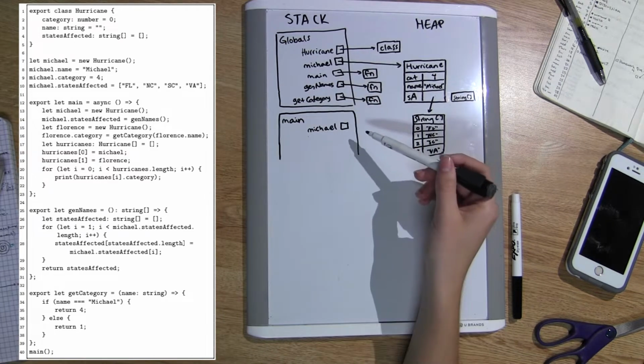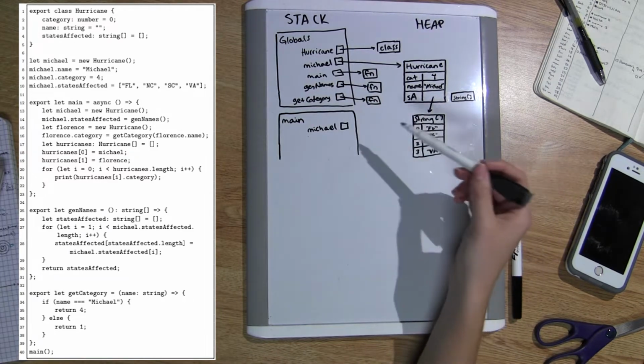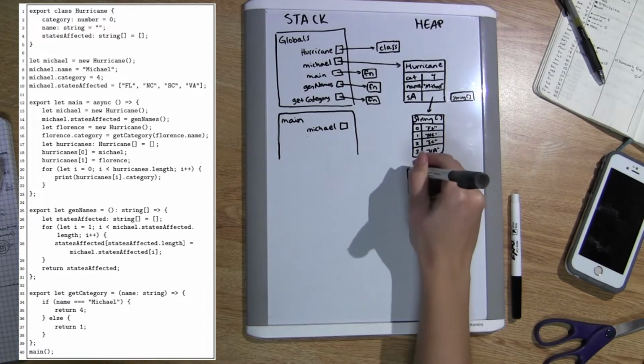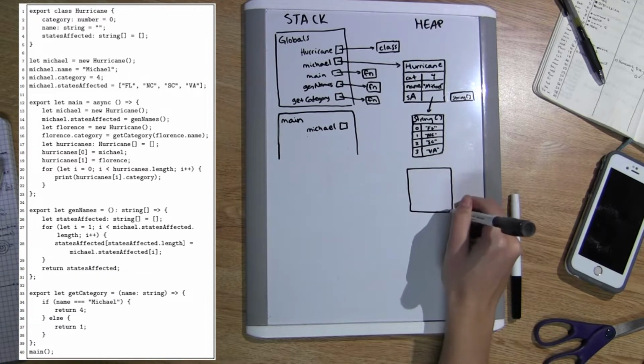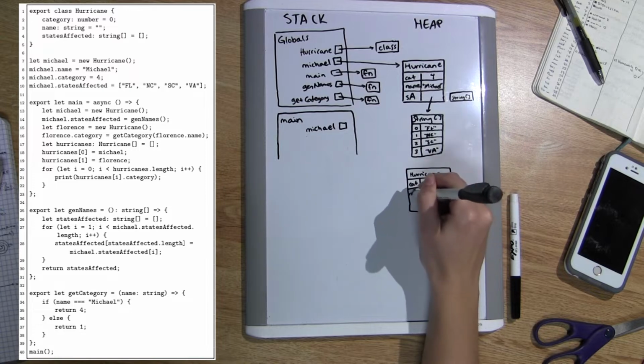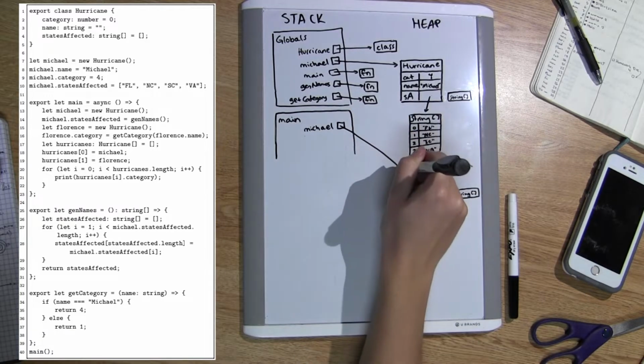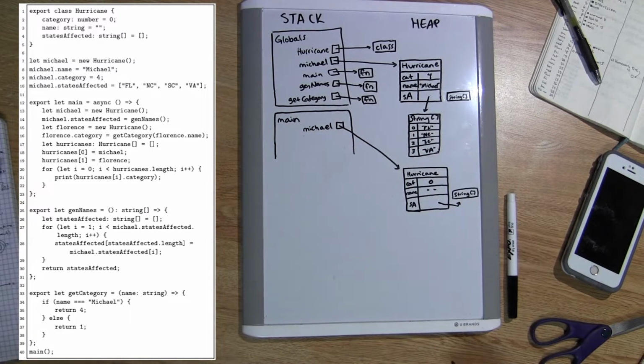So this Michael variable is initialized as a new hurricane. So we're going to go ahead and set up a new hurricane object on our heap that has all of the default properties of a new hurricane. So we've got a category of 0, an empty string name, and an empty string array as the states affected. Cool.